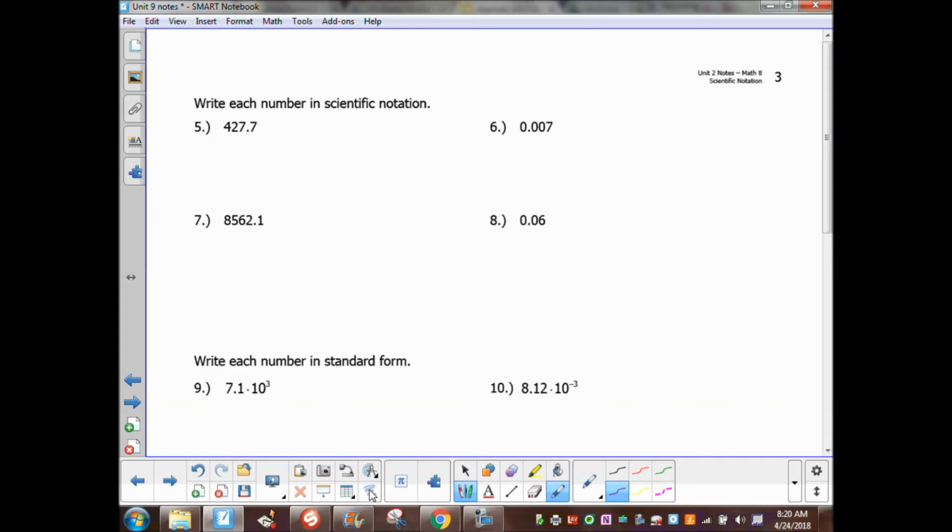I've got the number 427 and 7/10, or as we often say, 427.7. I want to write that in scientific notation. We just talked about how we have to have a coefficient between 1 and not including 10, times 10 to some integer exponent. Who's got a guess on this one? Where can I put the decimal point so my coefficient falls within that range, 1 but not including 10? Tell me what to write.